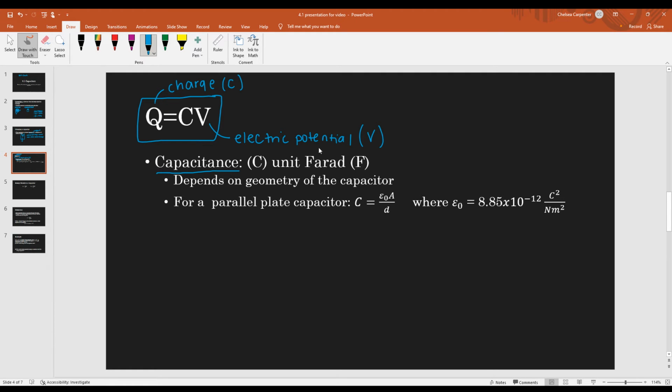So a farad, 1 farad is a huge amount. We're usually going to be dealing with, kind of like we did with last unit, things that are to the -6 power or -9 power. The capacitance of a capacitor depends on the geometry of the capacitor itself. For a parallel plate capacitor, the capacitance equals epsilon naught times A over d. That epsilon naught is just a constant. This is called, let me remind myself over here, vacuum permittivity.